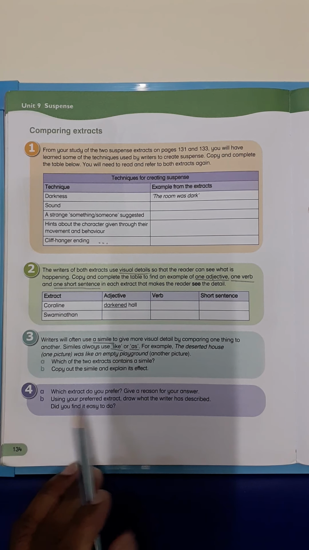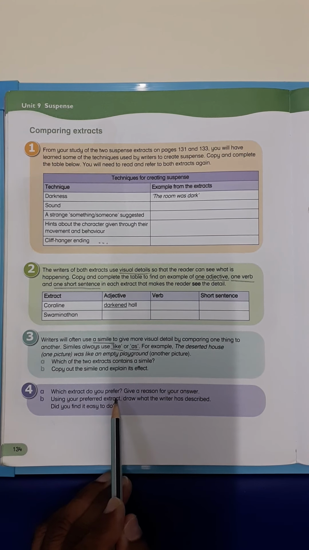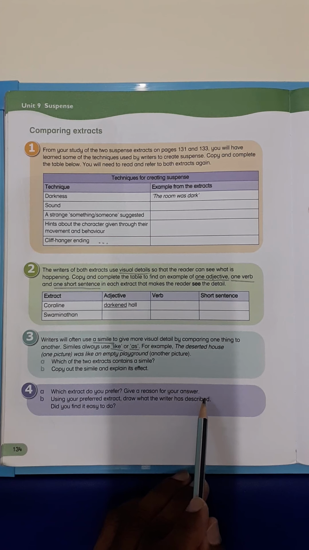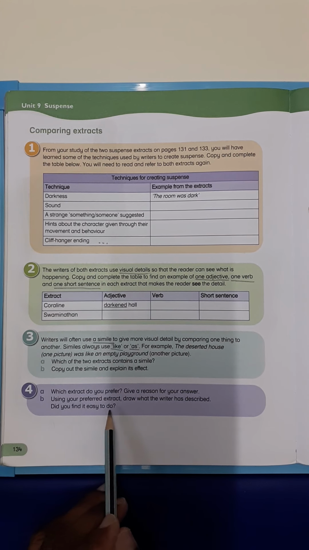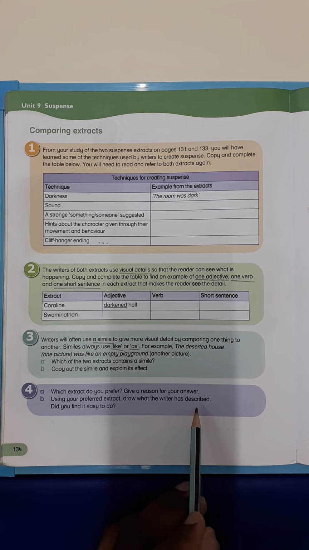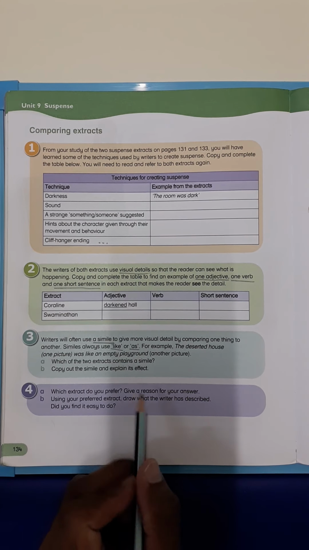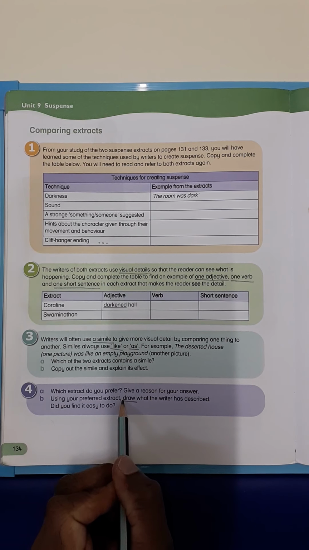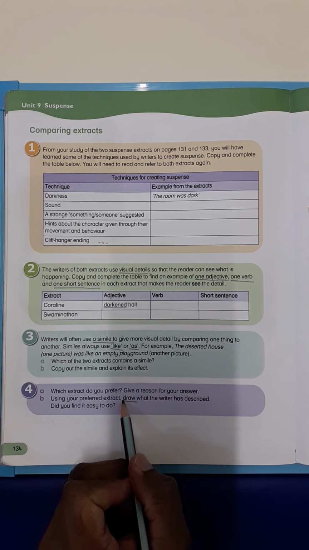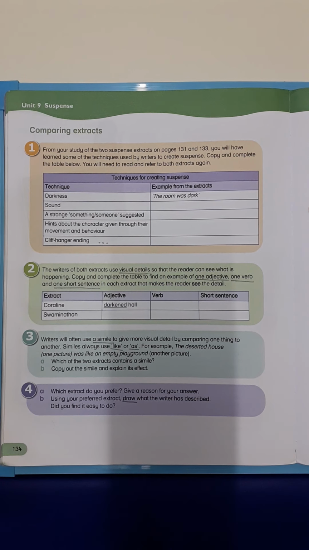Section 4. A. Which extract do you prefer? Give a reason for your answer. B. Using your preferred extract, draw what the writer has described. The word draw doesn't mean that you have to use a pencil to draw on a piece of paper. Here it means, using your preferred extract, write down what the writer has described. Did you find it easy to do?